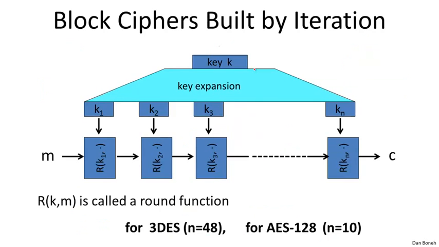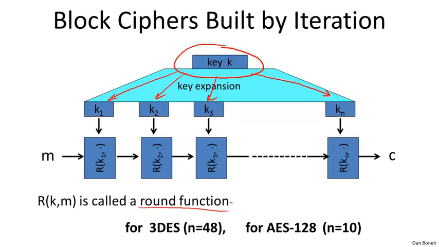Now, block ciphers are typically built by iteration. They take in as input a key K. For example, in the case of AES, the key could be 128 bits long. The first thing that happens to the key is it gets expanded into a sequence of keys, K1 to Kn, called round keys. The way the cipher uses these round keys is by iteratively encrypting the message again and again using what's called a round function. Here we have this function R that takes two inputs. This function R is called a round function. It takes as input the round key, and it takes as input the current state of the message.